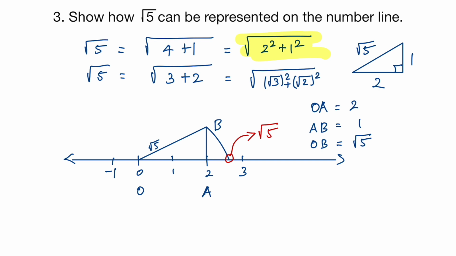I hope you understood this. This is the same procedure by which we used to draw root 2 as well. We have seen that very clearly in the previous video. We are just going to construct a triangle with 2 and 1 as its sides, and its hypotenuse would give you root 5. Using that measurement, we just cut the number line, and that would give you root 5 on the number line.